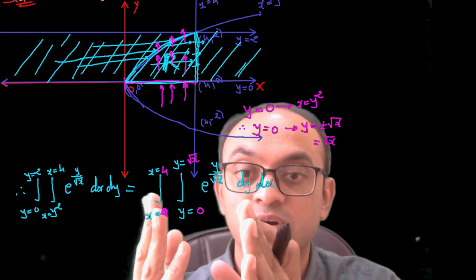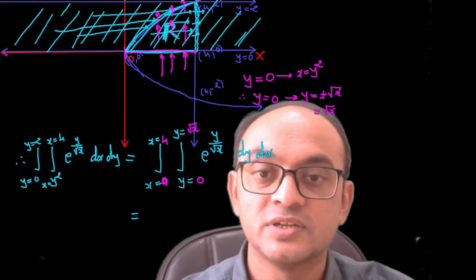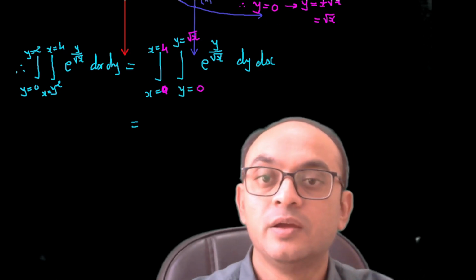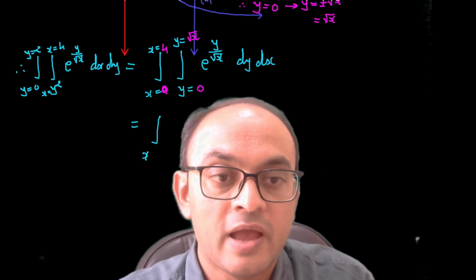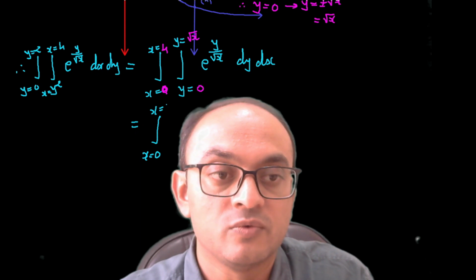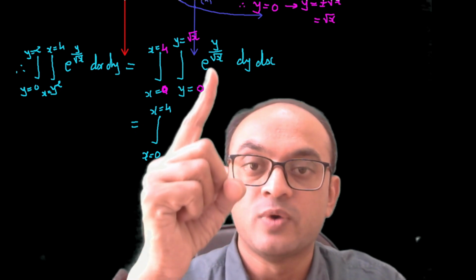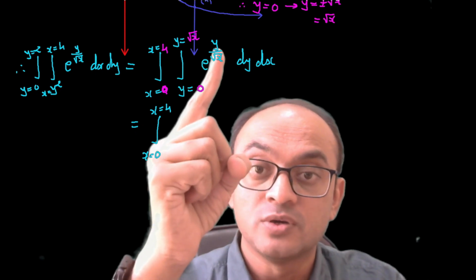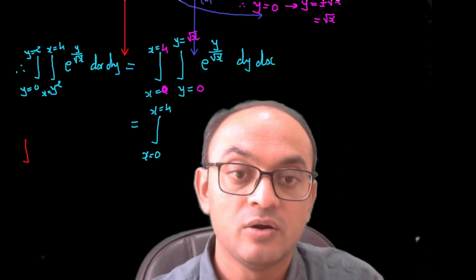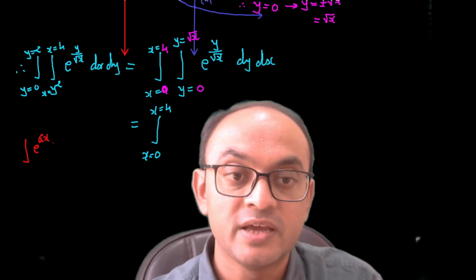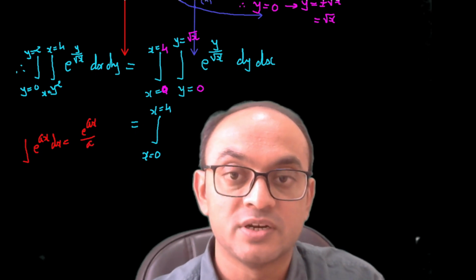You know how to integrate this quantity? So let us complete the exercise now. This is equal to, now I hope this is not difficult for you. Integration x is equal to 0 to x is equal to 4. What do we have to do? I have to integrate e raised to y upon root x with respect to y. So root x is a constant quantity, right? You know what is the integration of e raised to ax dx? This is equal to e raised to ax divided by the constant, right?